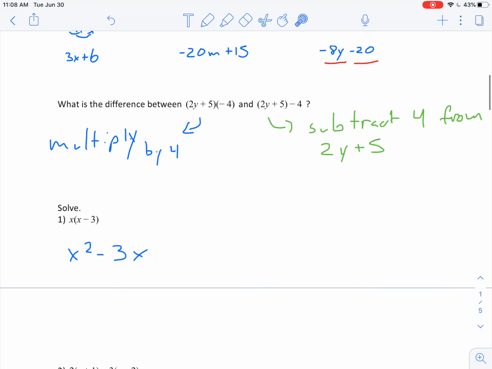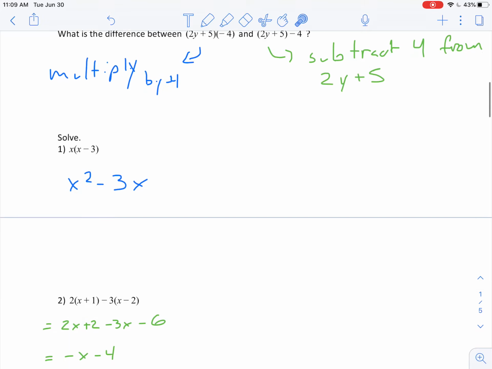So what's the difference between 2y plus 5 times negative 4 and 2y plus 5 minus 4? Well, this one means multiplying everything by a factor of negative 4. Should put that negative in there. By negative 4. And this simply means we're subtracting 4 from 2y plus 5. So there is a big difference. Those brackets make a difference, and the distributive property makes a difference as well.